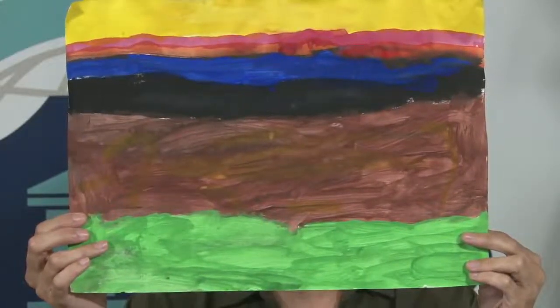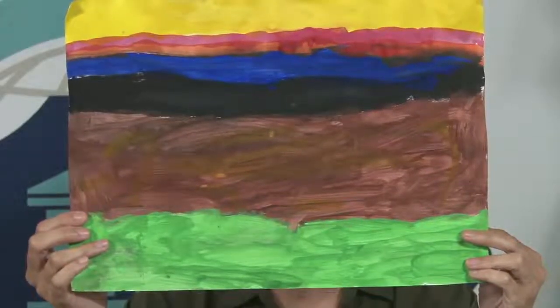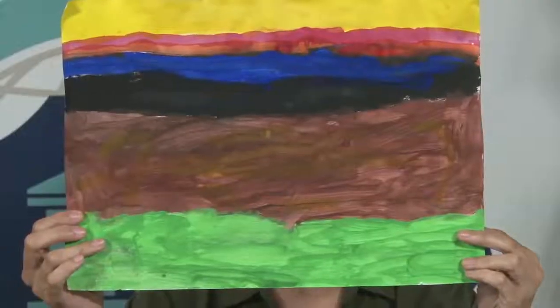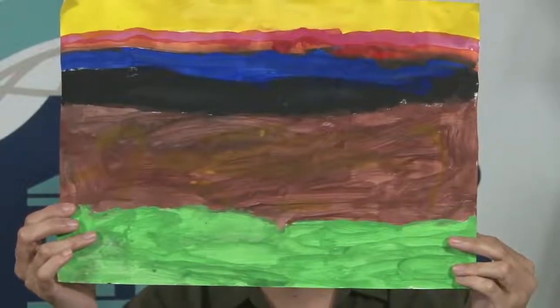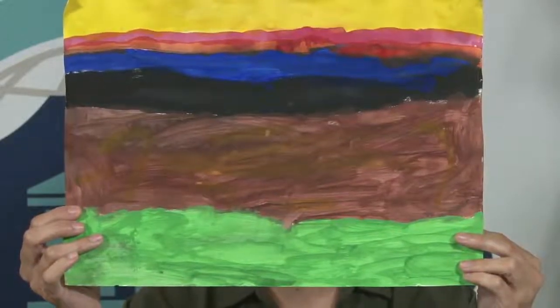You are including things like the artist's name, the title of the work, the type of artwork, the subject of the painting, the objects in the painting, your first impression of the painting, the colors, the shapes, the lines and textures, light saturation, sensory qualities, identification of the predominant mood, and the visual effect. So if you look at this painting, the title is Sunset, so that would be something that you note. You can also note the vivid use of different colors.